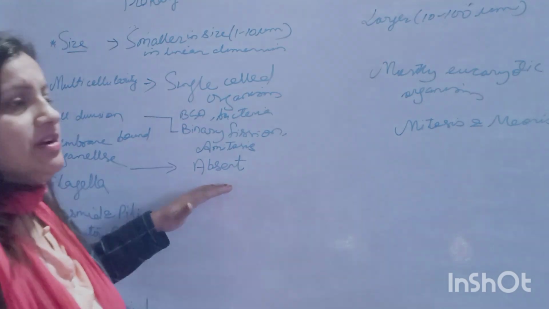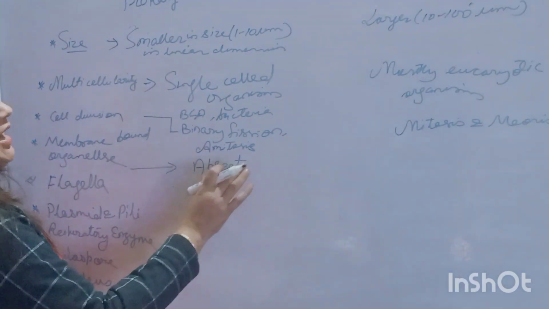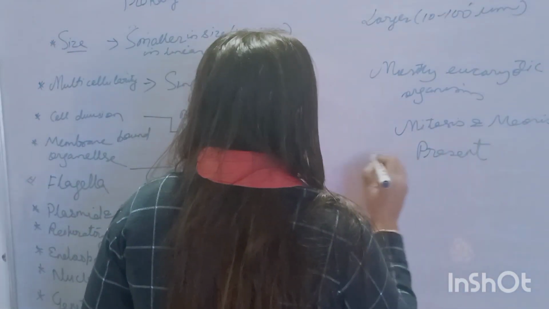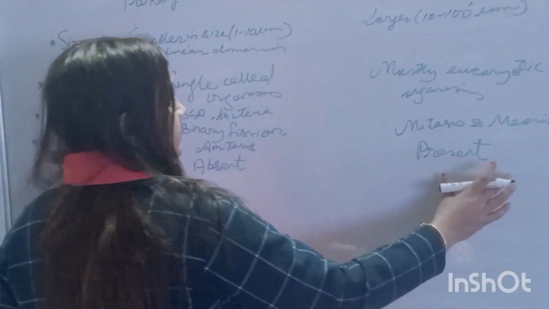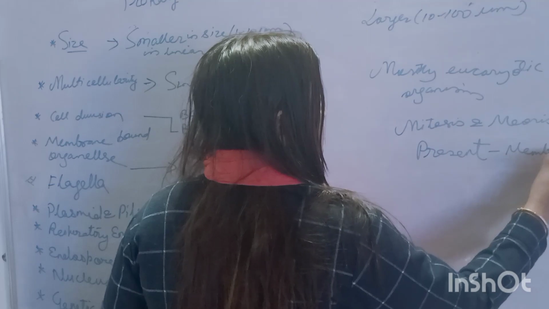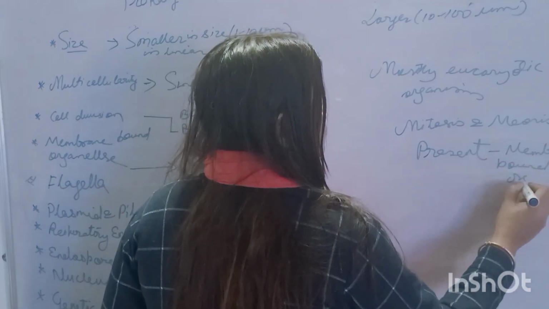So membrane bound organelles like mitochondria, chloroplast, lysosome, endoplasmic reticulum are absent in prokaryotic, and they are present in eukaryotic cells.